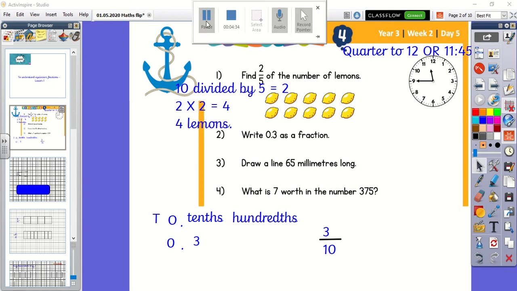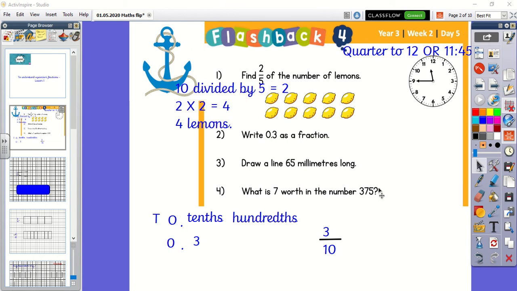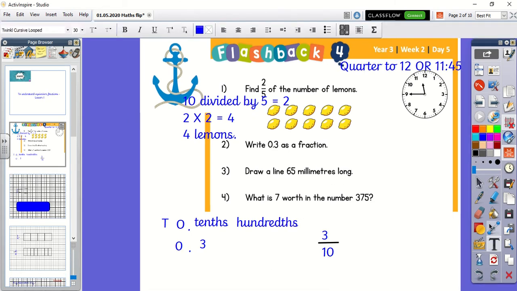Okay then, so let's move on to question number 3. Draw a line 65 millimeters long. Okay, so you should be able to get a ruler and you'll be able to draw a line 65 millimeters. So just to help you with that one, how many millimeters are there in a centimeter? Well, there are 10 millimeters equals 1 centimeter.